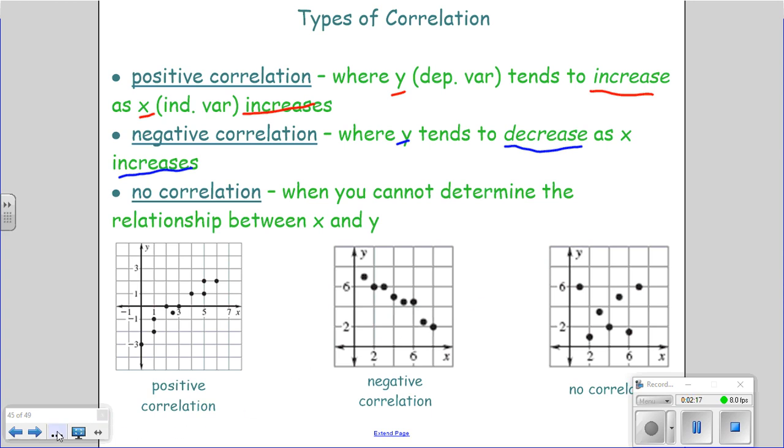And then when you can't determine what's going on, it doesn't seem like there's a pattern, we would say no correlation. So you see our picture that's representing no correlation. It's just a bunch of popcorn kernels in the air. There's no relationship.